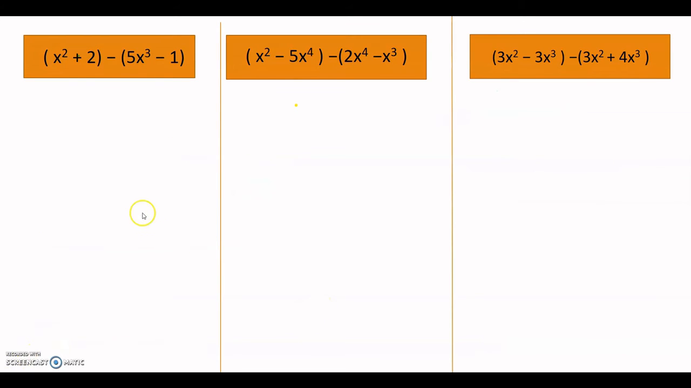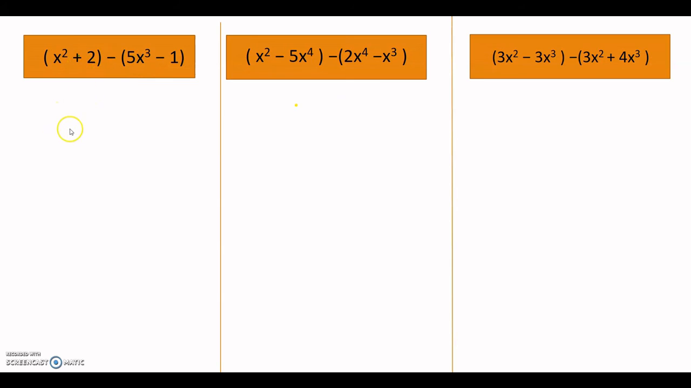Let's go to another example. In these examples, I will answer the first one and I will give you the second and the third one to answer. Please comment your answer in the comment section below. Here we have x squared plus 2 minus 5x cubed minus 1. So here, first step, arrange and combine like terms before you subtract.